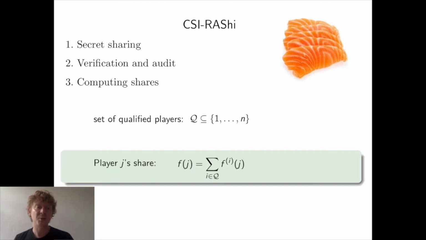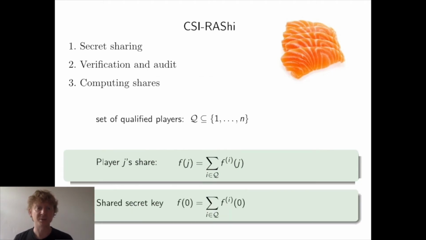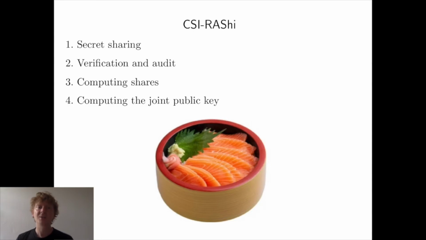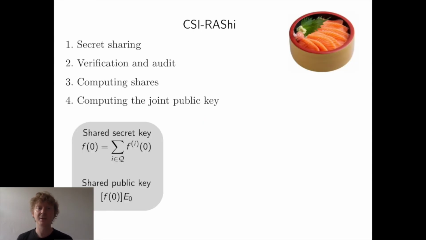So finally, each player can compute their share as the sum of all of the shares of all the polynomials of the qualified players. Similarly, the shared secret is then simply the sum of the same polynomials evaluated at 0. Finally, the last step of CSI-RAShi is to compute the joint public key. As said before, the secret key is simply the sum of all qualified polynomials evaluated at 0, and the public key is then defined by the action of this f(0) on some starting set element e0. Note that the shared secret key is implicit and no single player can know it.